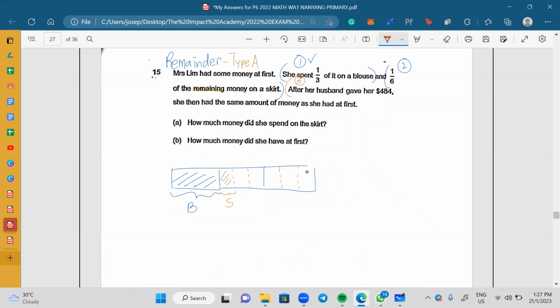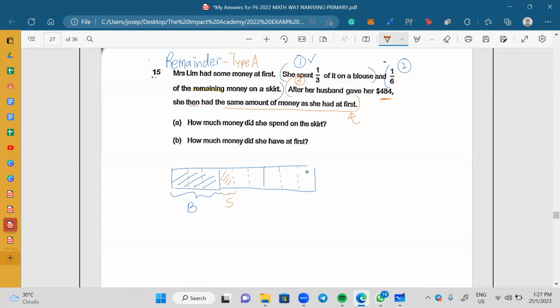It says that after her husband, so she had this money, after her husband gave her 484, what? Before I go on to that, I need to make sure whenever I do something to my right, I must do something to my left. Okay, now let's read sentence number 3. After her husband gave her $484, she then had the same amount of money as she had at first. What does it mean?